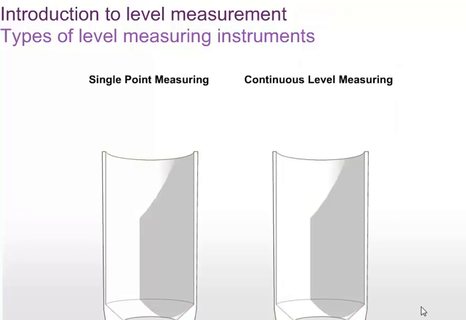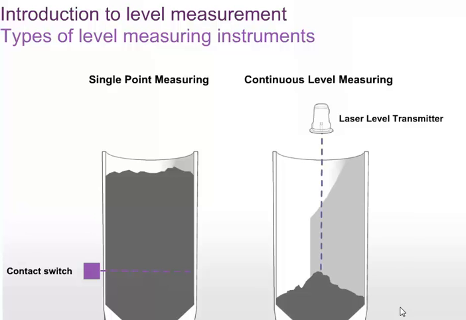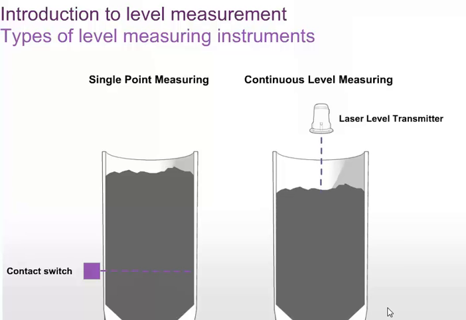Depending upon the requirements of the system, a single-point device like a capacitance probe that has a switching output may be appropriate. Alternatively, the level inside the vessel can be measured continuously with a level measuring instrument, such as the laser level transmitter.